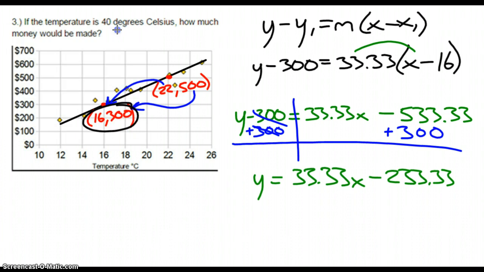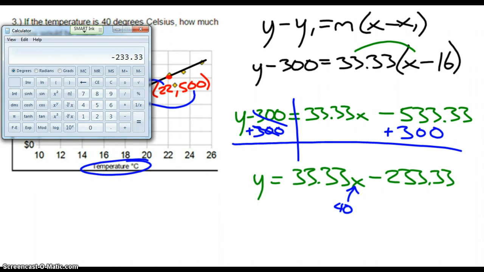Okay. And then we just got to plug in our prediction for x and figure out what y is. So we're going to take 40, since that is our temperature, is our x value, or our horizontal axis, on the x-axis, and plug it in for x. So we're going to put 40 in here. So we'll take my calculator, 33.33 times 40. And then we're going to subtract 233.33. And we get $1,999.87.